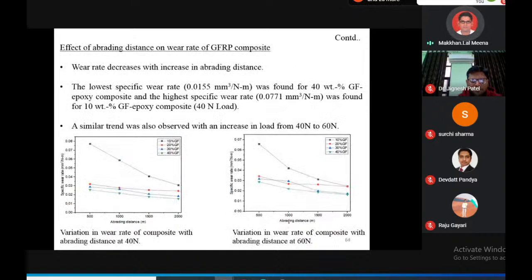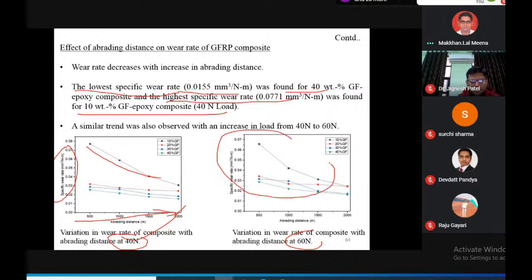And next is the effect of abrading distance on wear rate of GFRP composite. Wear rate decreases with increasing abrading distance in this case. So specific wear rate decreases when we increase the abrading distance at 40 Newton as well as at 60 Newton. The lowest specific wear rate, 0.0155 millimeter cube per Newton meter, was found for the 40 weight percentage glass fiber epoxy composite, and the highest specific wear rate was found for 10% at the 40 Newton load. A similar trend was also observed with the increase in load from 40 to 60 Newton.